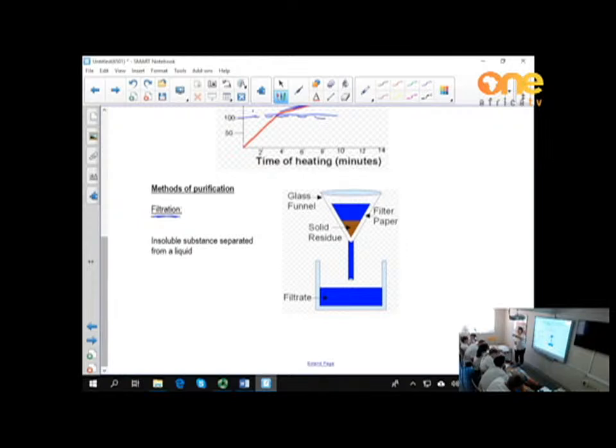The sugar is soluble in the water. So when will we use filtration? When the insoluble substance is mixed with a liquid.